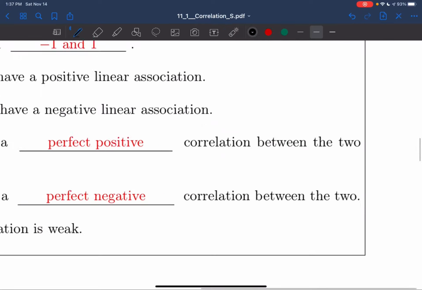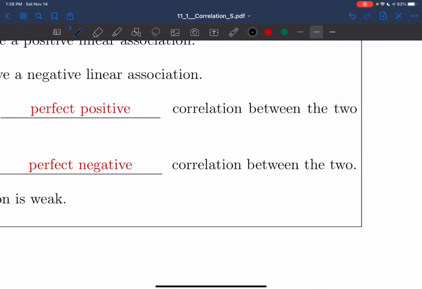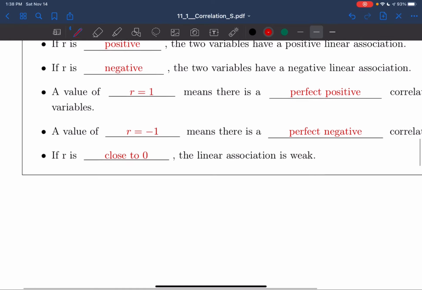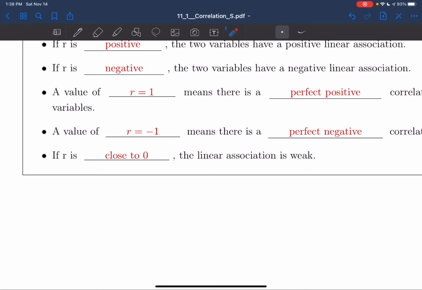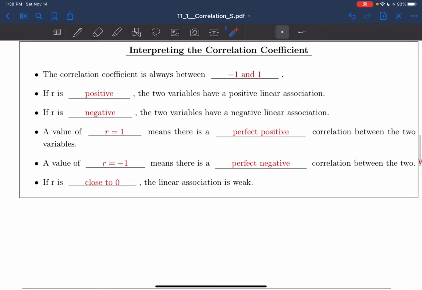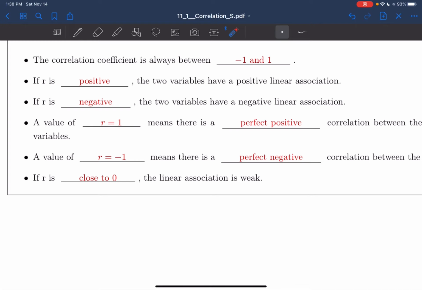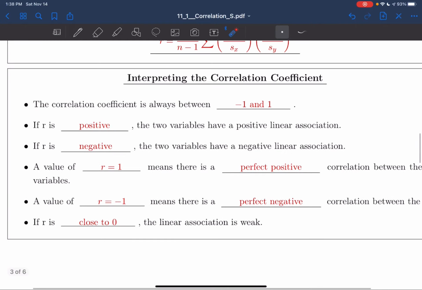Oops, forgot to put variables here. Let me just write this real quick. Okay. And then if R is close to 0, then we could say that we have a weak linear association. So there's no positive or negative. It's just a very weak linear association.